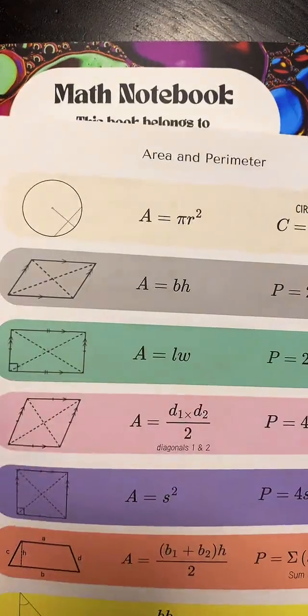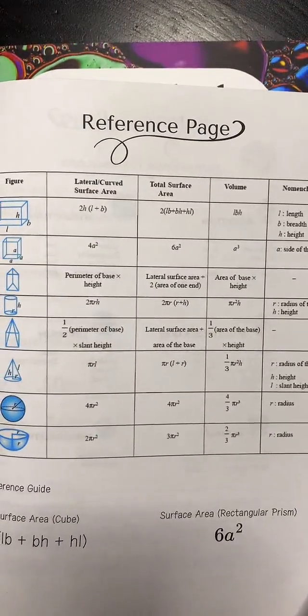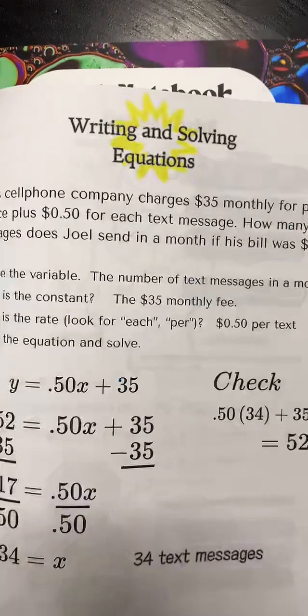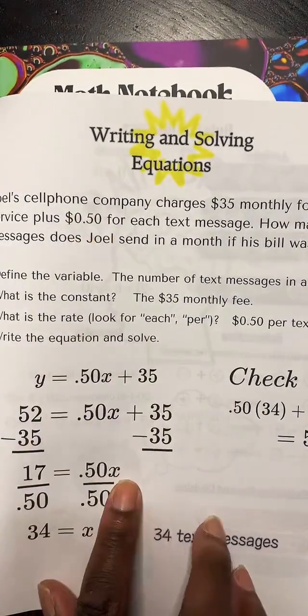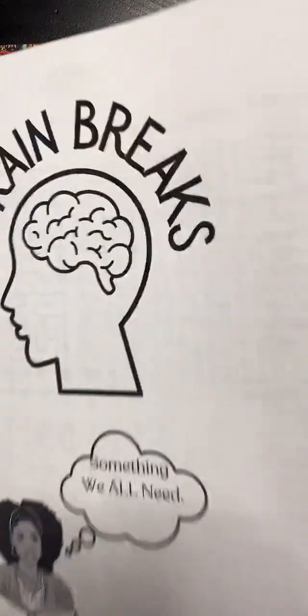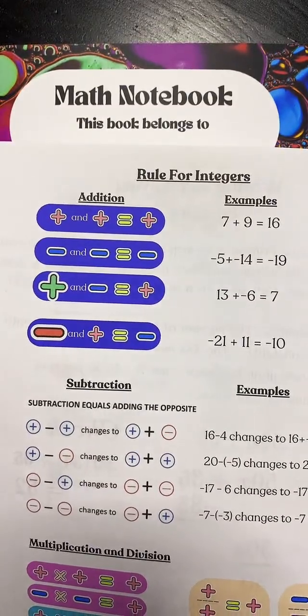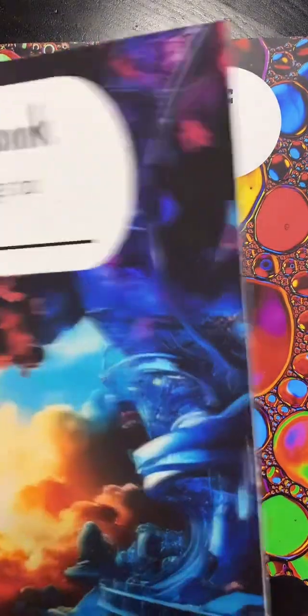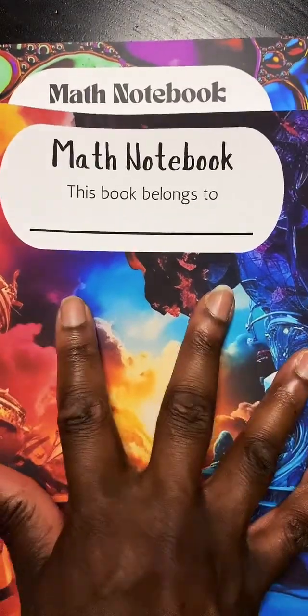So this is for the 4th through 6th grade. Area and perimeter, the same form for volume and surface area, as well as how to write and solve an equation, and then our brain breaks, and then our rules of integers. So this is for our 4th through 6th.